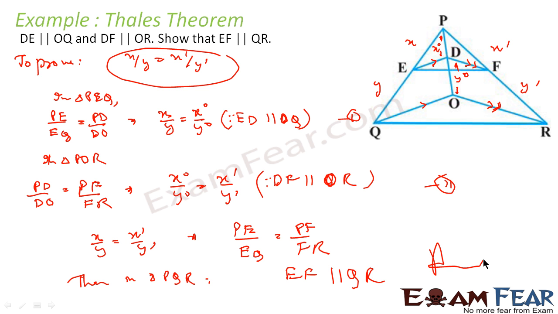And what we have done, we have followed the approach of reverse engineering. We were supposed to prove EF is parallel to QR, so we came to the conclusion that if we can prove that x by y is equal to x dash by y dash, we will be able to prove that. To prove that, we took these two triangles, we got this x naught by y naught as a sandwich, and we got these two equations and got the answer.